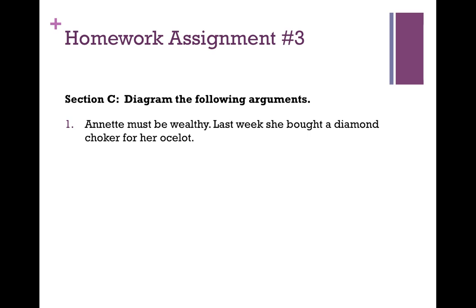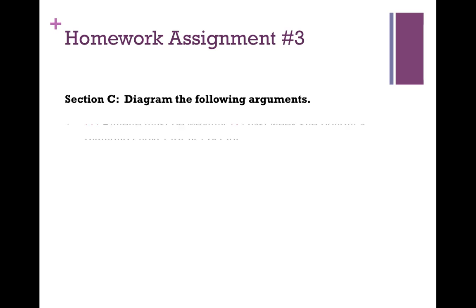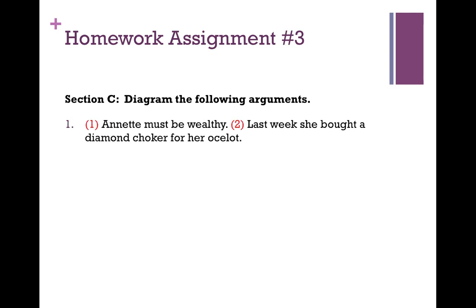So Annette must be wealthy. Last week she bought a diamond choker for her ocelot. And the first thing we have to do is identify the distinct propositions. And here, this is such a simple argument, we can just write them in. 1, Annette must be wealthy. 2, last week she bought a diamond choker for her ocelot. And here the conclusion is clearly 1, and the premise is 2. And this is a really simple argument. It's just 2 leads to 1. Okay, so that one was pretty easy.